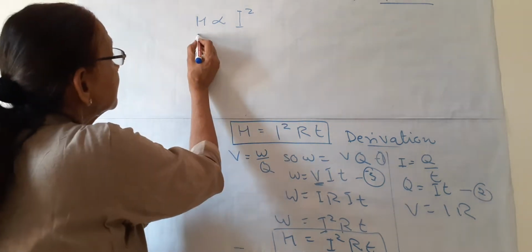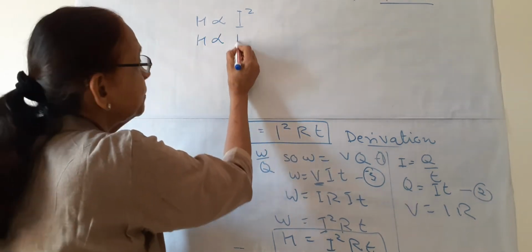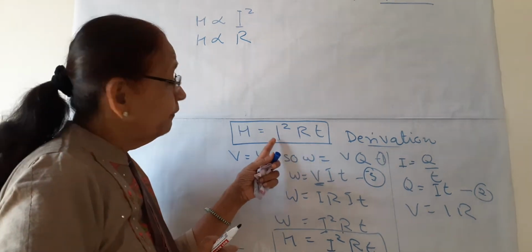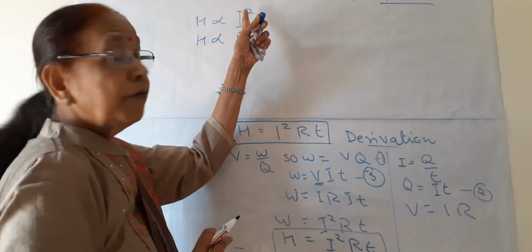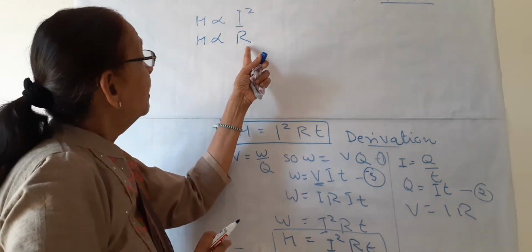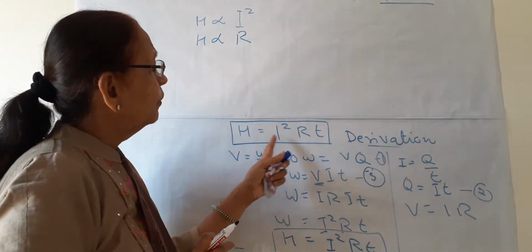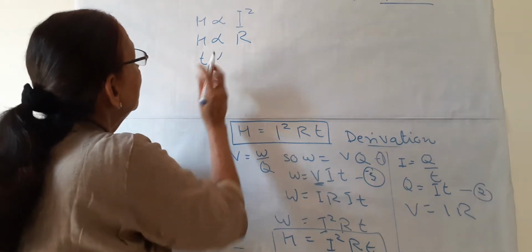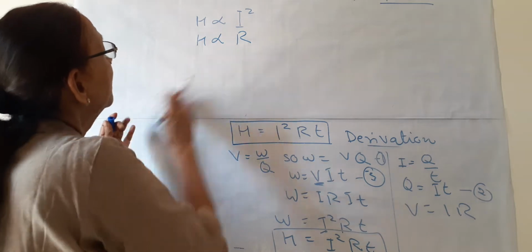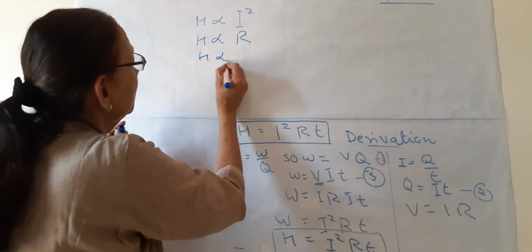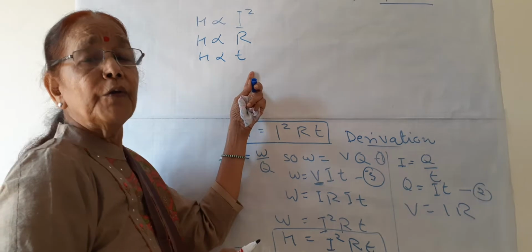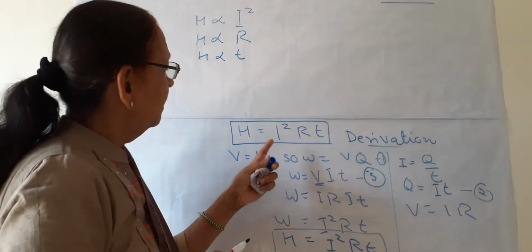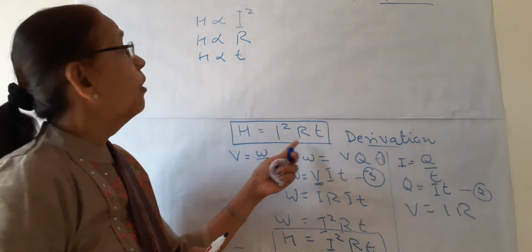This is one. Second is H is directly proportional to resistance of the circuit for a given current. Here we will say for a given current, H is proportional to R. Then H is proportional to T. It means for the time for which the current is flowing. So these three things are implied by this Joule's law of heating.